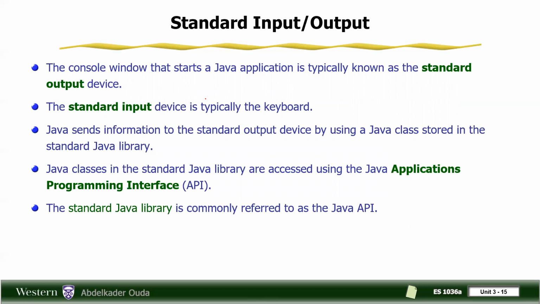The console window that starts a Java application is typically known as the standard output device. The standard input device is typically the keyboard. Java sends information to the standard output device by using a Java class stored in the standard Java library. Java classes in the standard Java library are accessed using the Application Programming Interface, or API. The standard Java library is commonly referred to as the Java API.